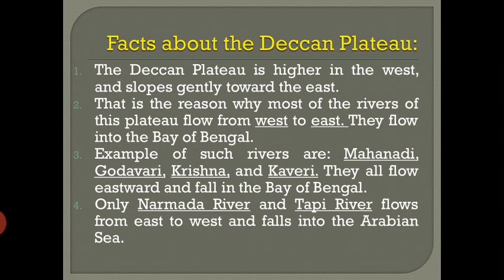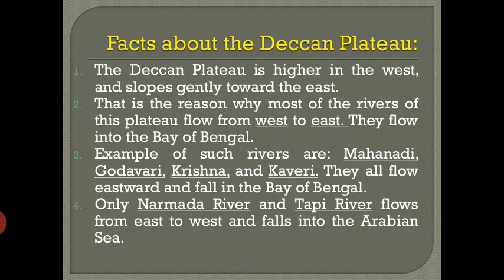So next is facts about the Deccan Plateau. The Deccan Plateau is higher in the west and slopes gently toward the east, and that is the reason why most of the rivers of this plateau flow from west to east, and they flow into the Bay of Bengal. Examples of such rivers are Mahanadi, Godavari, Krishna and Kaveri, and they all flow eastward and fall in the Bay of Bengal.